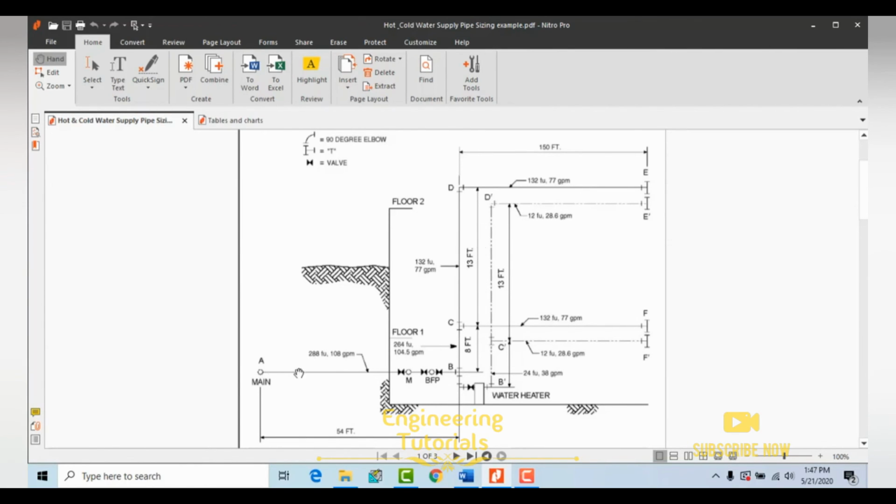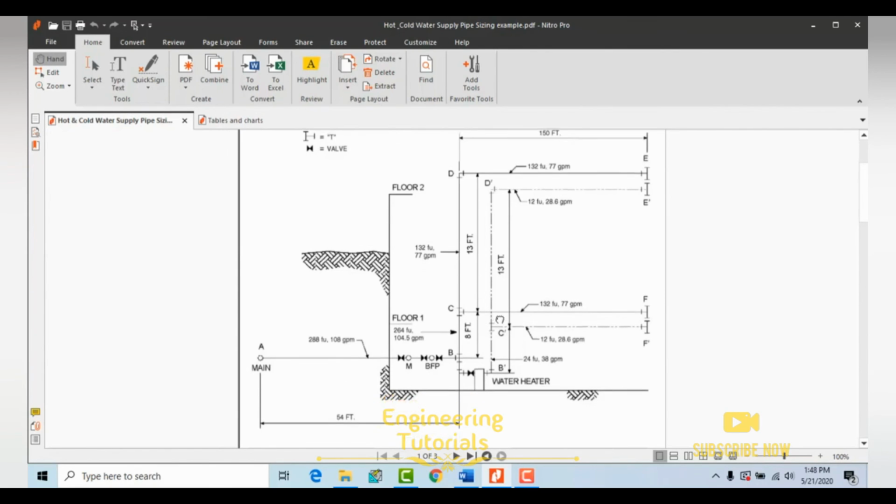Over here at the street main we have a 2-inch corporation cock, and the pressure loss through that cock we can get from the supplier. The minimum pressure available at the street main is 55 psi. This value you can get from the local water authorities in your location.